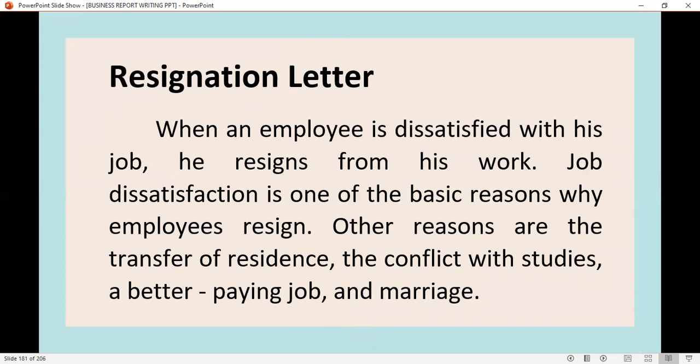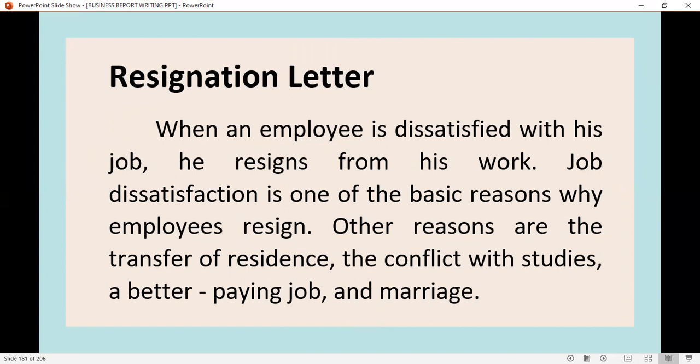Next, resignation letter. When an employee is dissatisfied with his job, he resigns from his work. So, kailan ba nagre-resign ng isang employee? Kapag hindi na siya masaya, di ba? Kapag hindi ka na masaya, aalis ka na. So, yun yung some of the reasons kung bakit nagre-resign ng employee. Maybe, another thing is there is a conflict between the schedule, diba? Or may nagkasakit sa pamilya na kailangan siya ang mag-alaga. Ano pa?